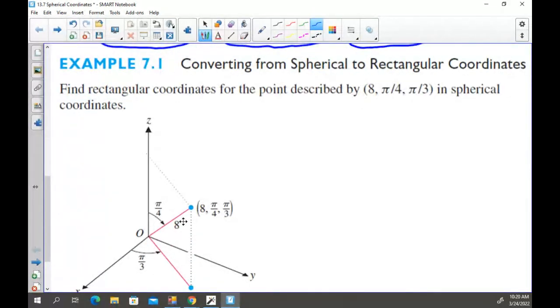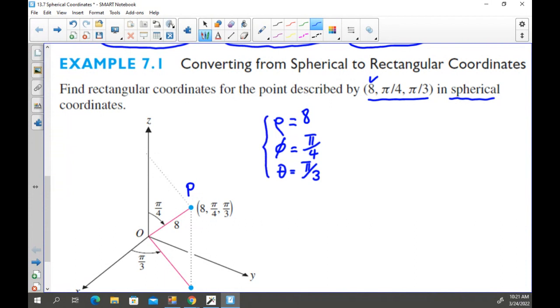Now here is a point P given by its spherical coordinates. That means rho is what? 8, good. Phi is, it's always rho, phi, then theta, so 45 degrees, pi over 4. And theta is pi over 3, which is 60 degrees. So like this. Now the question is, find the rectangular coordinates. That means what is x, what is y, and what is z.